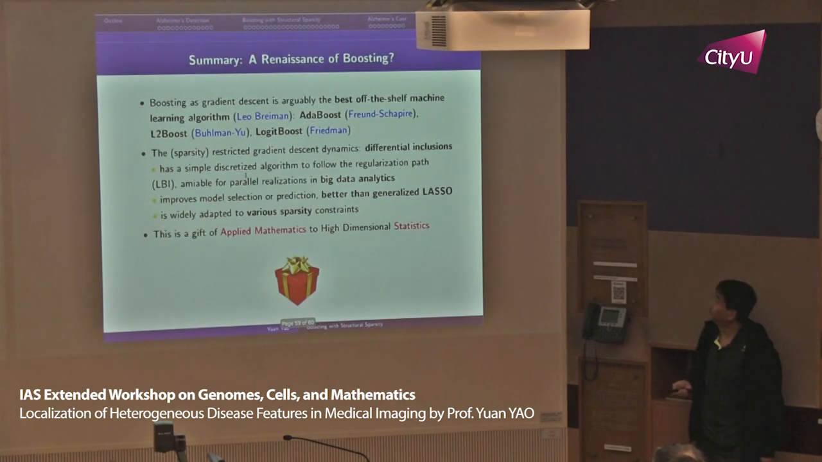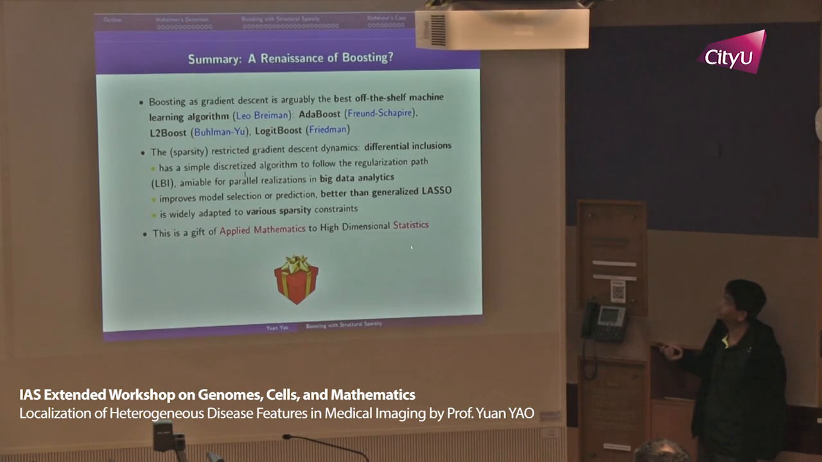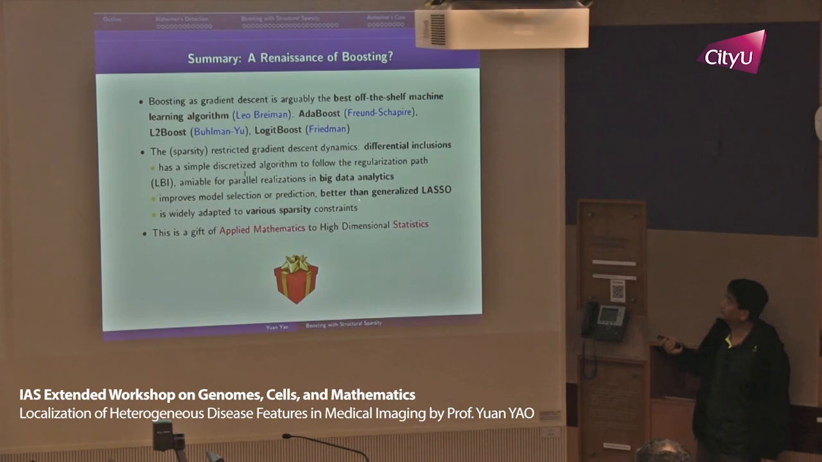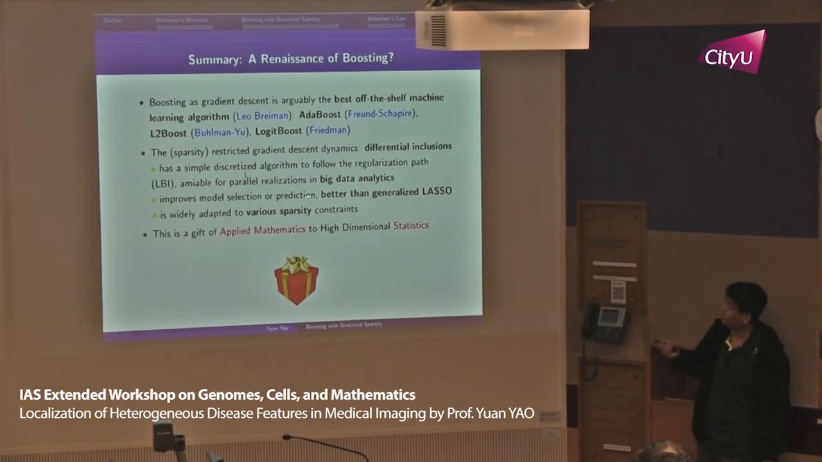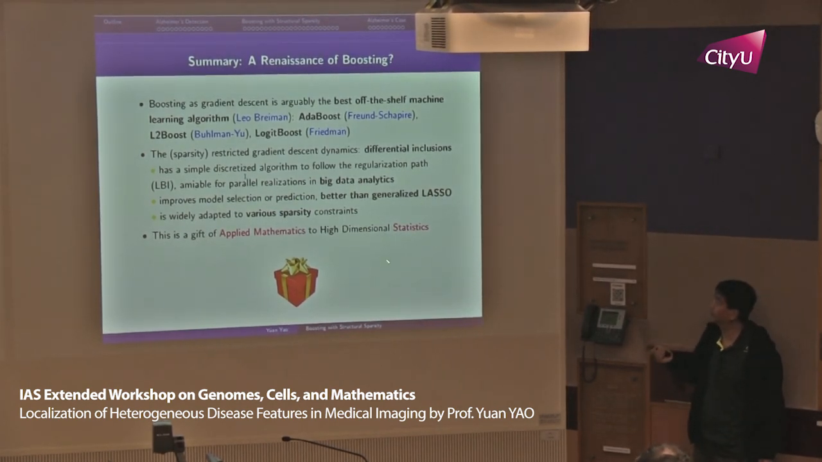So here is a summary. We see a resurgence of boosting, because I like boosting, as it's a very simple gradient descent algorithm. It's arguably the best off-the-shelf machine learning algorithm. But now we want some structural sparsity boosting. We have restricted gradient descent dynamics characterized using differential inclusions. It is very simple to get a discretized version, and easy to get a parallel implementation. And you can also improve model selection and prediction even better than the popular generalized lasso.